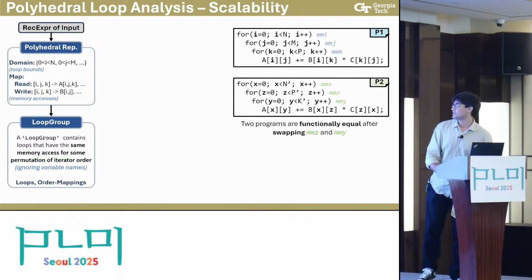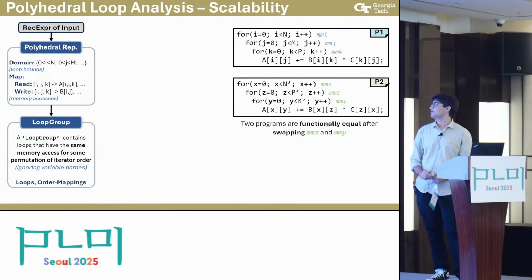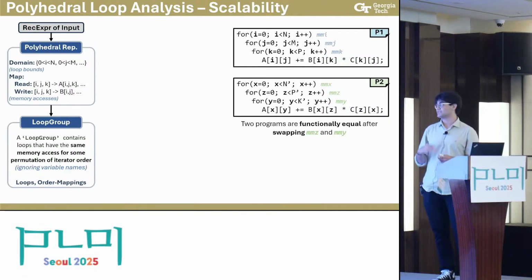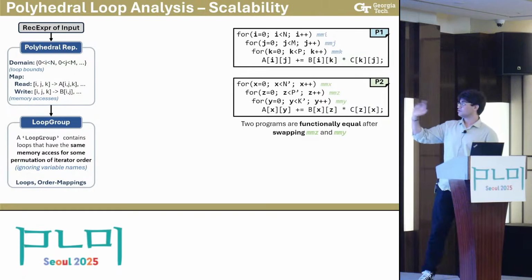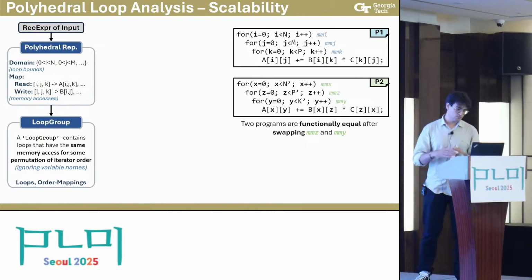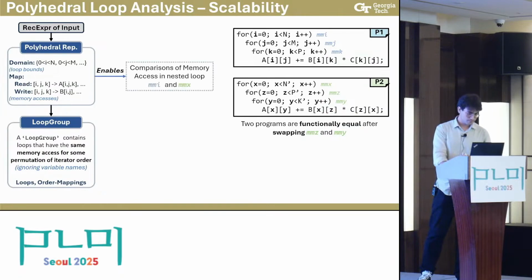What this looks like will probably be clearer with an example. On the right, we have two programs, each having their own implementation of a matrix multiply. There are two programs that are almost identical, except that the loop we do the accumulation over, k in p1 and z in p2, are in two different spots. They're swapped: mmz and mmy are swapped in p2. So we know these two programs are equivalent, and we basically want to try and match these two loops.